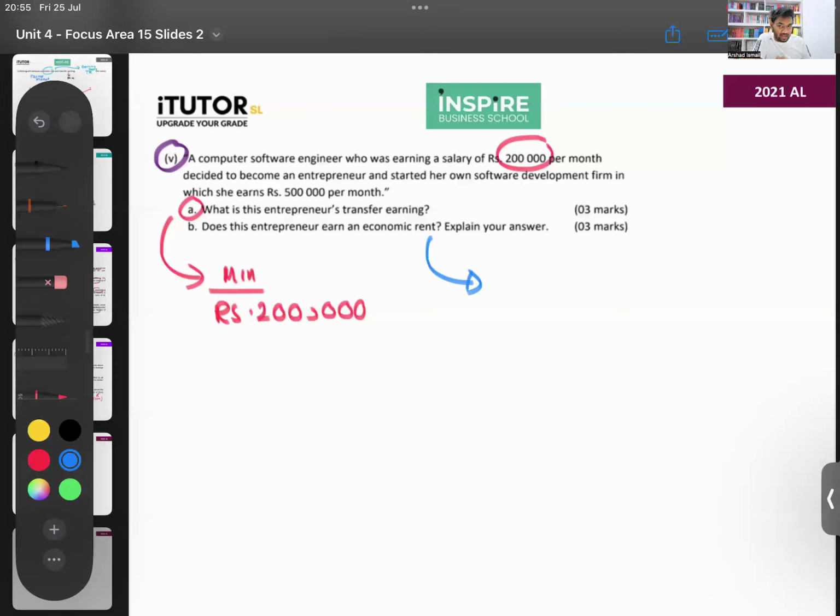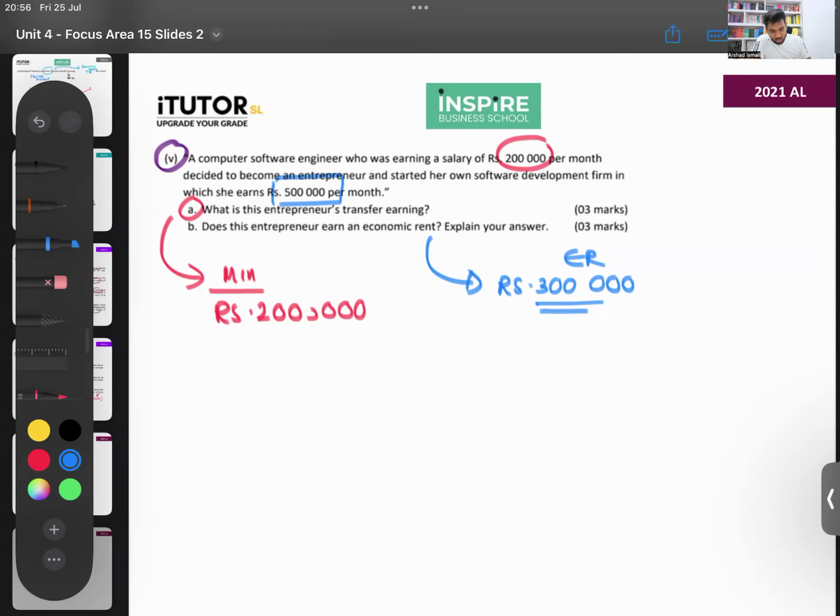Then the next one is asking, does the owner earn an economic rent? Explain. Is the owner getting economic rent? The minimum she would have expected is 200,000, but this one she is earning 500. What is she earning above her minimum? She is earning 300,000 above. So you had to explain that. You had to say, look here, the minimum she is expecting is 200,000. She's actually getting 500. So whatever she receives above her minimum is what we call economic rent. So she is receiving 300,000. That is her economic rent. That's it.